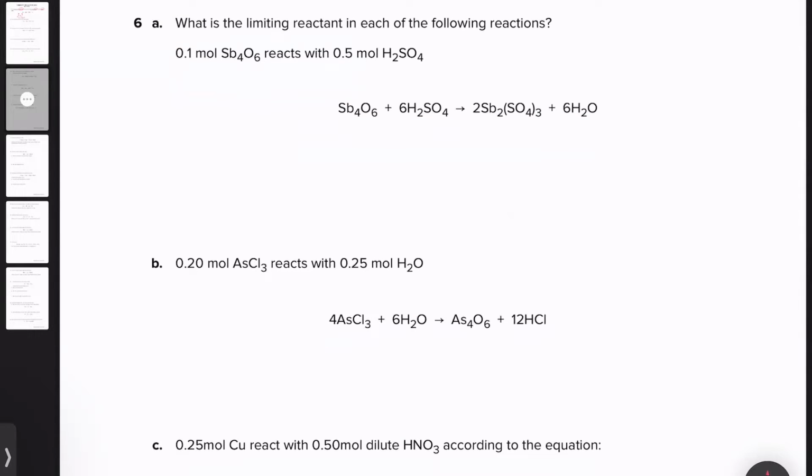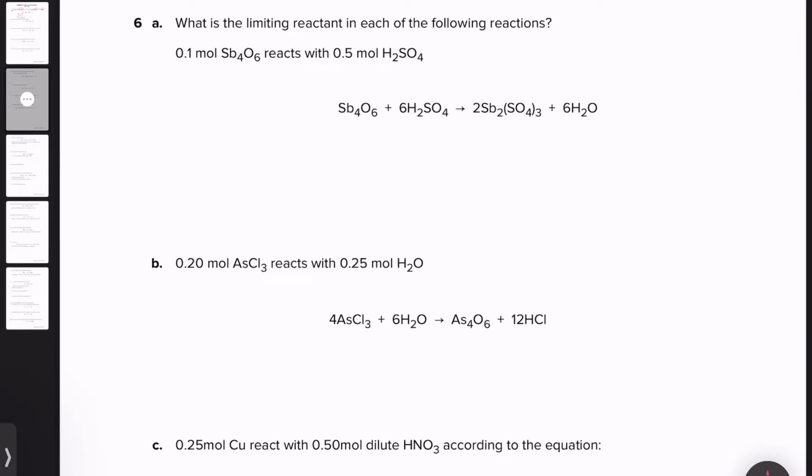Now, let's move on to the limiting reactant. What is a limiting reactant? Limiting reactant is the one thing that produces less product. Limiting reactant produces less product. So there are 2 ways of figuring this out. One is by comparing the reactants.